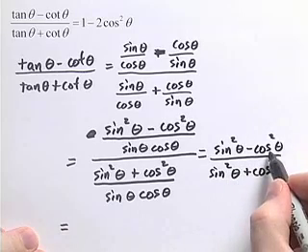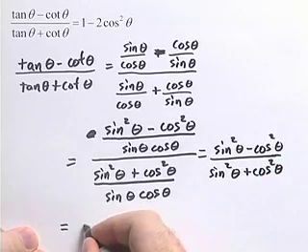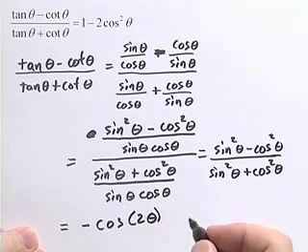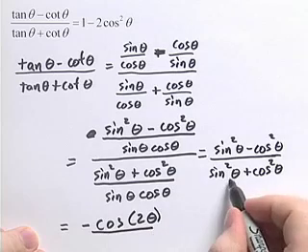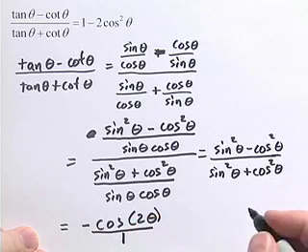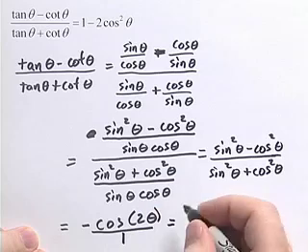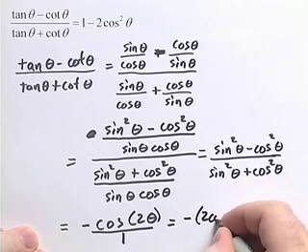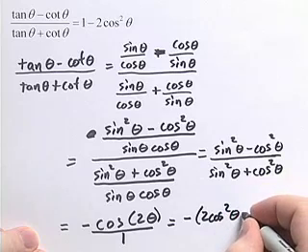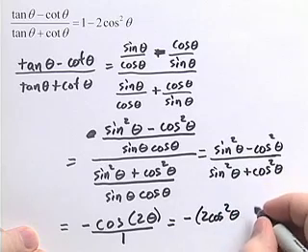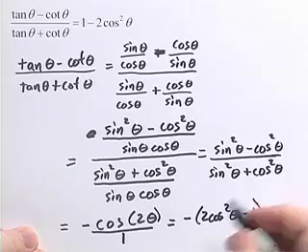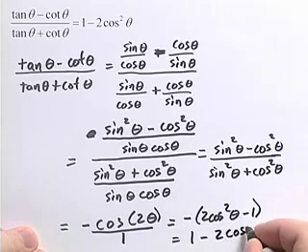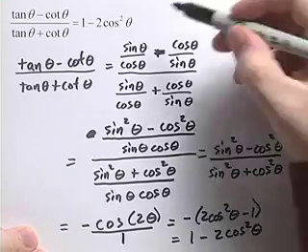Sine squared theta minus cosine squared theta is going to be negative cosine of 2 theta, so a double angle formula. And sine squared theta plus cosine squared theta is 1. This is equal to negative 2 cosine squared theta minus 1. And if we distribute our negative, we'll get 1 minus 2 cosine squared theta, which is our right-hand side.